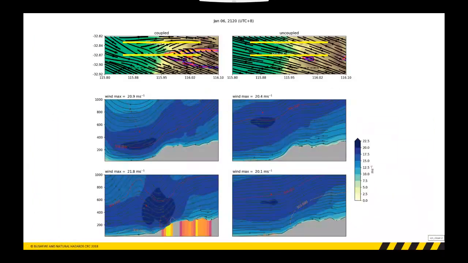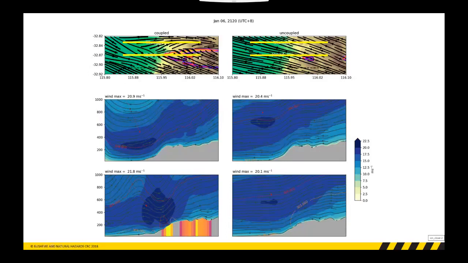So this slide shows really one of the key findings from the simulations, and the key point is that the fire and the atmosphere interactions changed the surface spread of the fire. So what we're looking at here is a vertical cross section through the fire at the time of the ember shower that impacted Waroona on the 6th of January at about 9 o'clock in the evening.